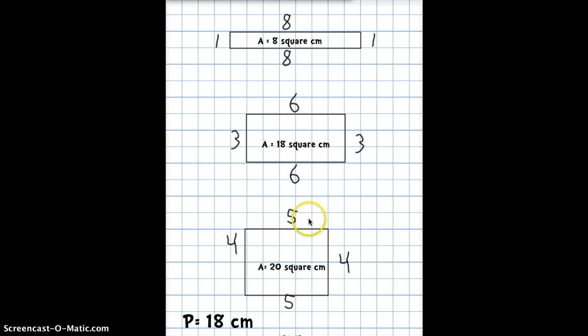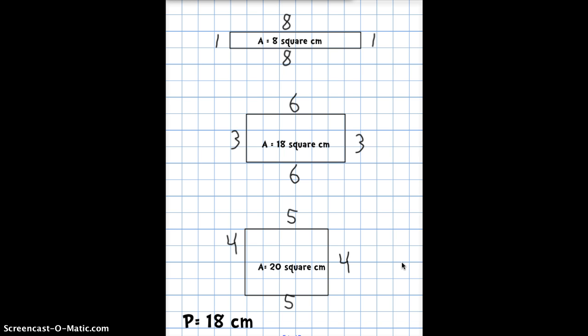And finally, here's another 18 centimeters. You've got 5 plus 5 plus 4 plus 4, which is 18 centimeters. So you've got a perimeter of 18. But you've got 4 centimeters long, and 5 centimeters wide for a total area of 20 square centimeters.